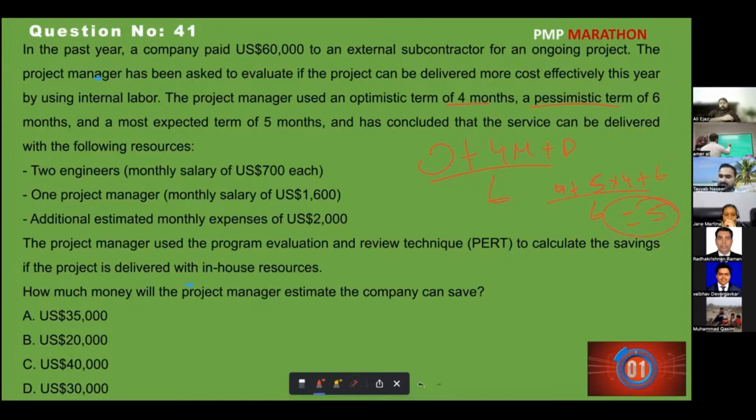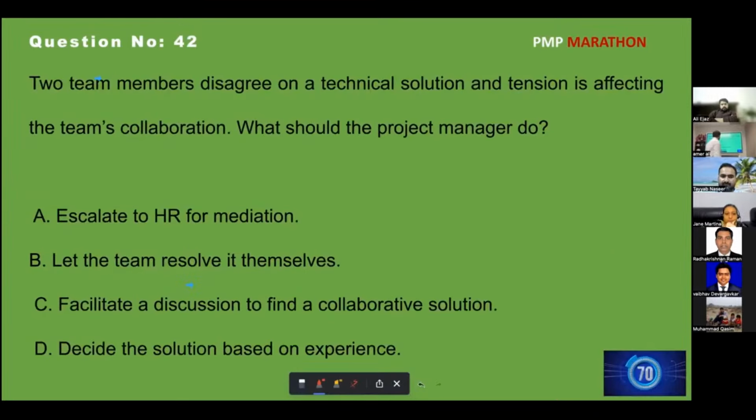The engineers' salary becomes 1400 plus 1600 plus 2000. You add them and it becomes 5000. 5000 into 5 is 25,000. That is the cost of doing it inside. The cost of doing it outside is 60,000. You subtract it, you get 35. Understanding this question is more important as compared to just knowing what the question is. Understanding is very important. Someone is trying to write on my board. Please don't do that. Next question.